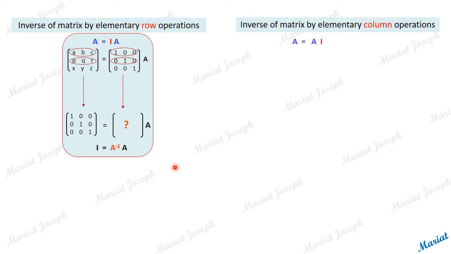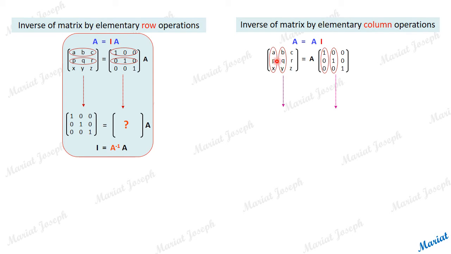Now, in case we need to apply the column operations, we start with the equation A is equal to AI. Even this is part of the definition of the identity matrix. Notice that here A is equal to IA and here A is equal to AI. Let me write the A matrix here and write the equation AI. I is the identity matrix. Here, do column operations on the A matrix and the I matrix.